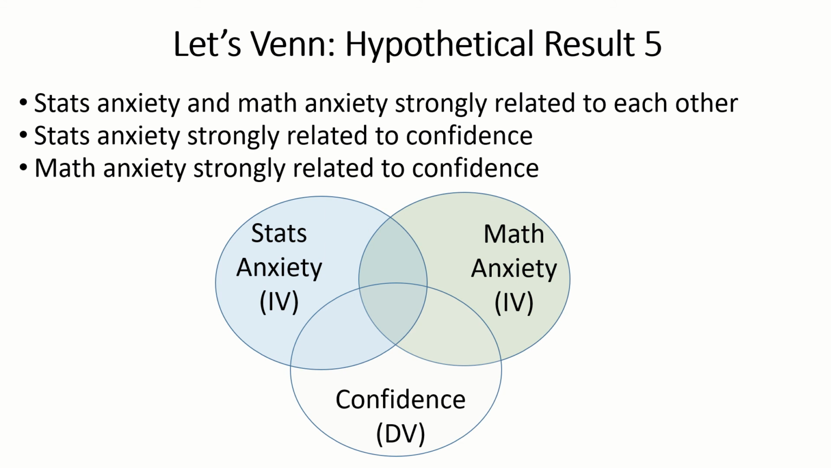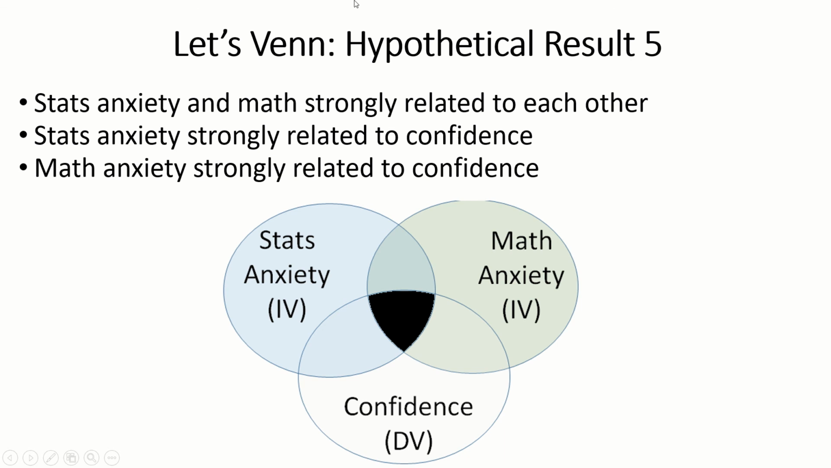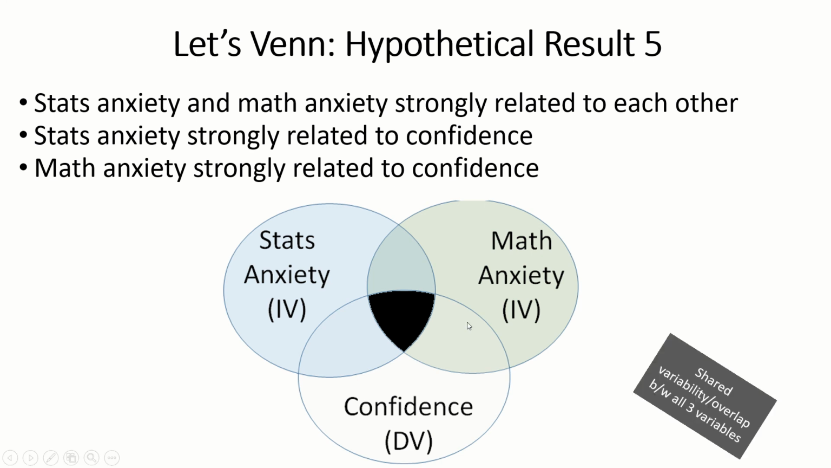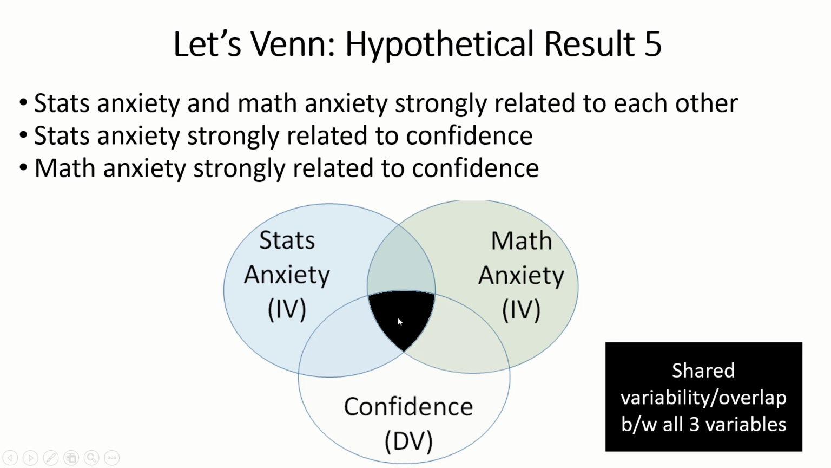For the first time, we have overlap between all 3 variables here. And that is represented by the shaded black area here. So the shaded black area here represents the shared variability or overlap between all 3 variables.